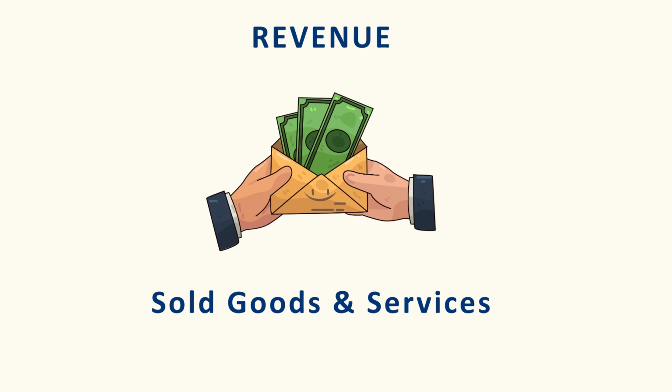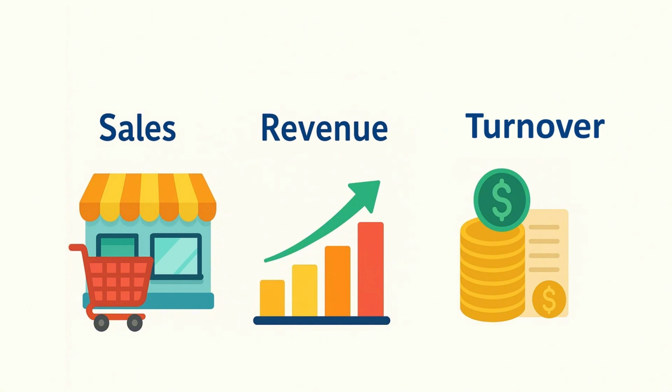This is money coming into the business, usually from selling goods or providing services. In the UK, sales, revenue and turnover all refer to the money a business earns from its normal trading activities. In accounting, we usually use the word revenue.